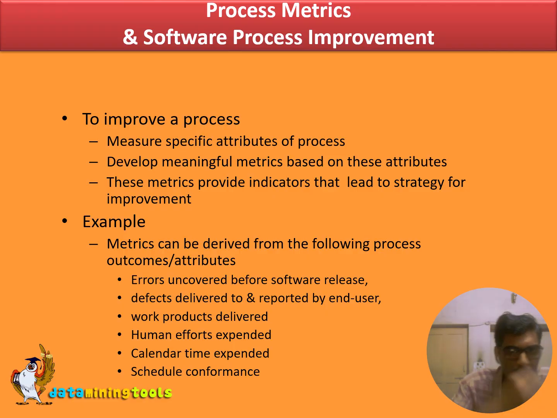Process metrics and software process improvement. To improve a process, first we need to measure specific attributes of the process and develop meaningful metrics based on these attributes. These metrics provide indicators that lead to a strategy for improvement. For example, metrics can be derived from the following processes, like errors uncovered before software release, during testing, or defects delivered to and reported by end users. So these are some of the examples of metrics.